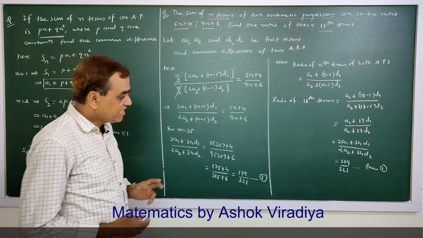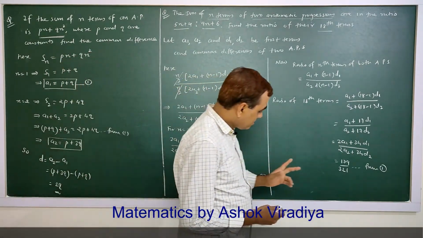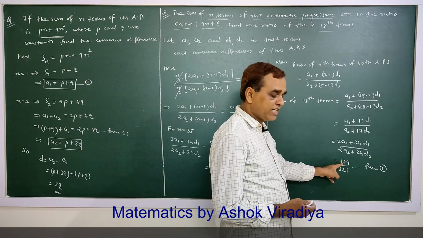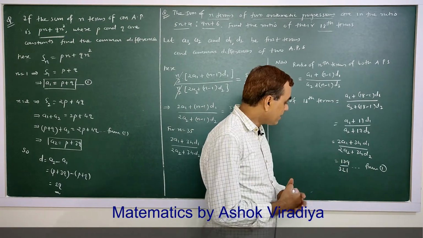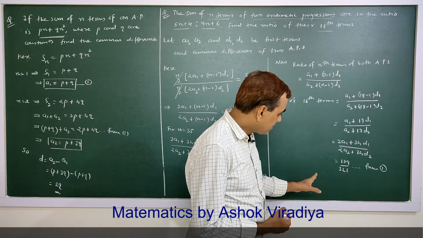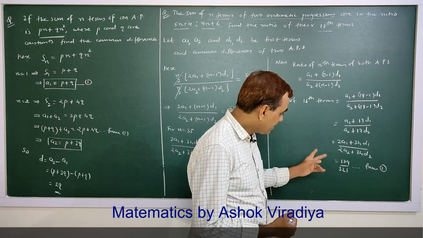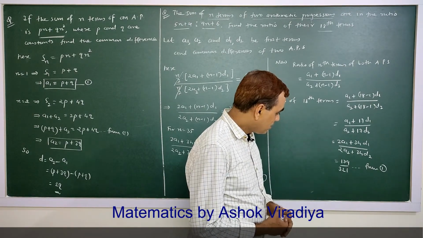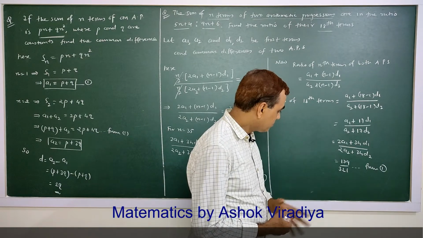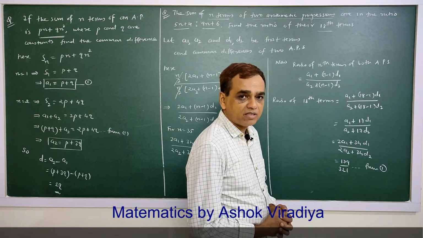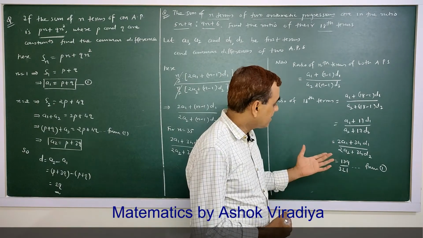Now let me check, is it divisible by any number? If we divide this by 7, 7 into 2, 14. No, not divisible by 7. Not divisible by 11, 13, no. Is it divisible by 3? No. So this 179 is a prime number, so we keep this as it is.